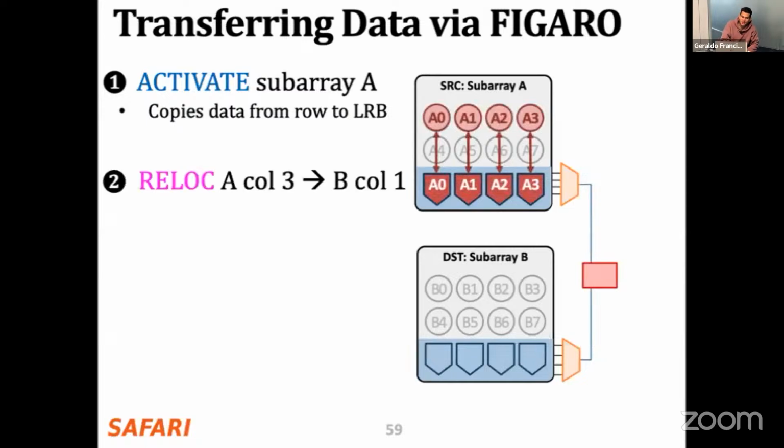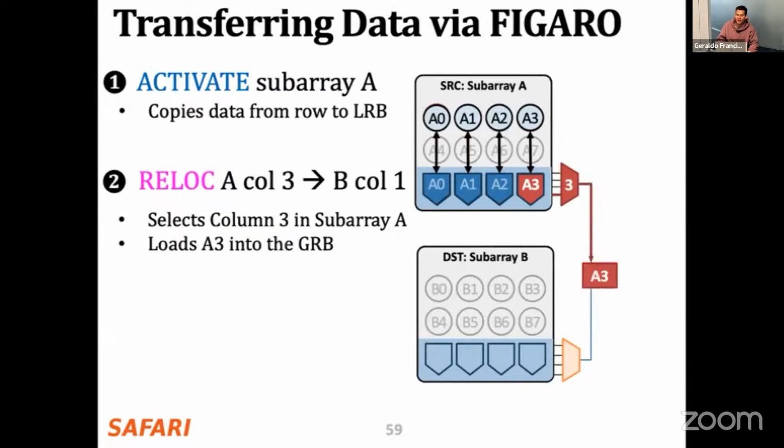Then we issue this reloc operation with the source row that you want to relocate and the column address within that row, and the destination row where you want to store that column and which column you are going to place the data in. The reloc operation is going to first select the column in the source row that you want to relocate. In this case, here it is column 3. Then you're going to move that column from that source DRAM row via the global row buffer.